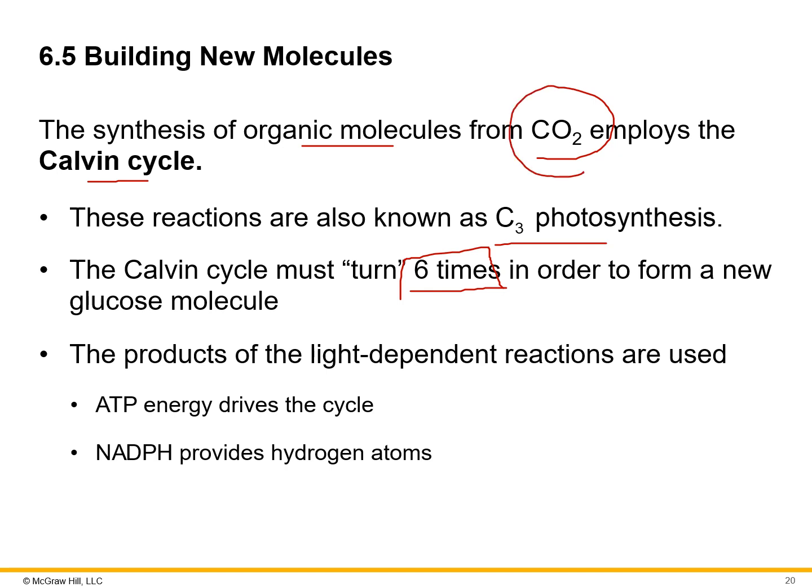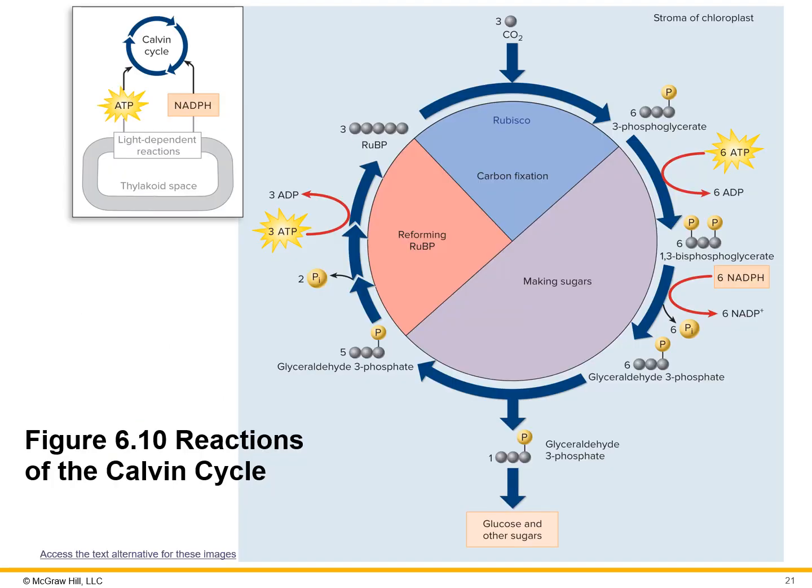It needs energy to make anything. So ATP is going to drive the cycle, and the NADPH that we just made is going to provide hydrogen atoms to put that molecule together. All right, so in the light independent reactions, also called the Calvin cycle, we have 3 main parts. It starts with what's called carbon fixation. This is where carbon from carbon dioxide is coming in.